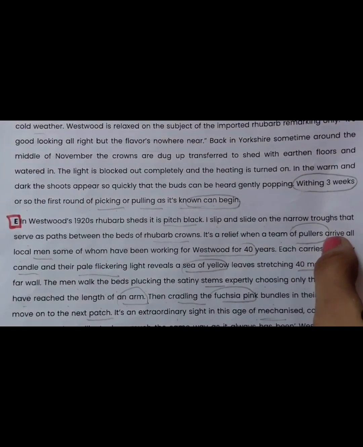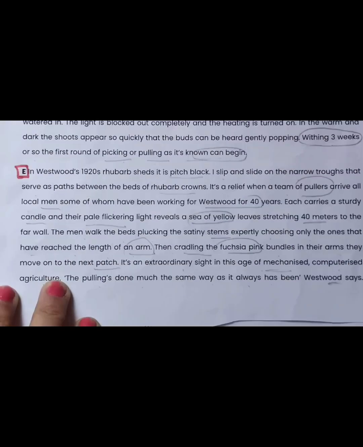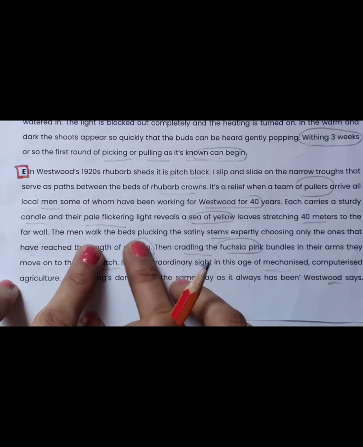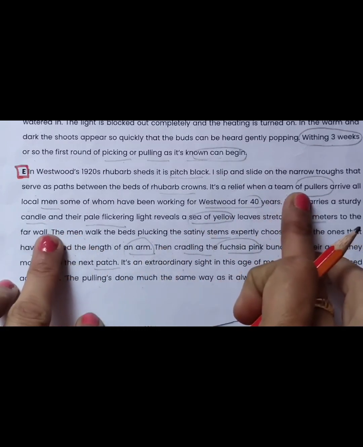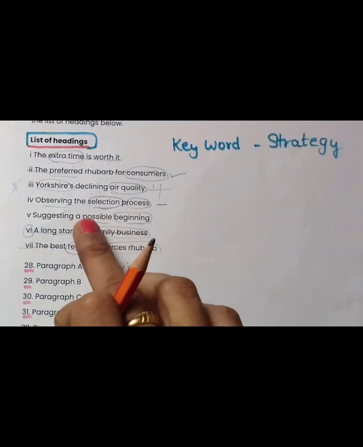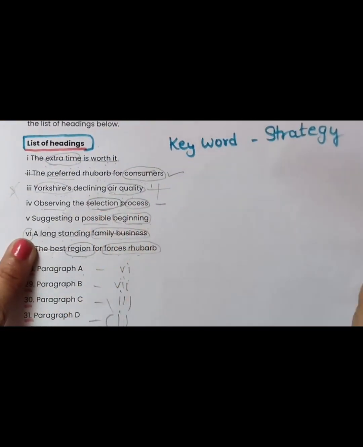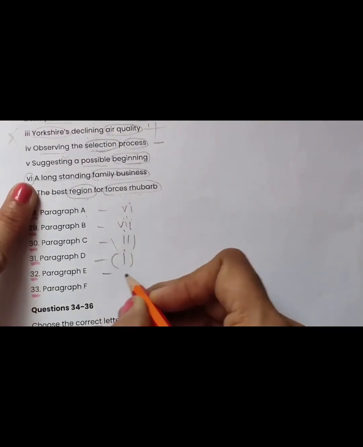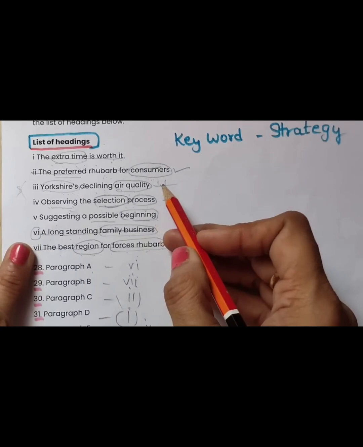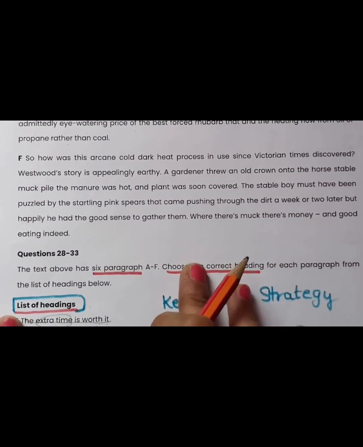See this, how they are picking it, this flower, or beds plucking the stems, and pullers are also there. So we will go with that selection process, observing the selection process. So we will go with fourth number with E paragraph. Now F paragraph, let's read. F paragraph is here only.